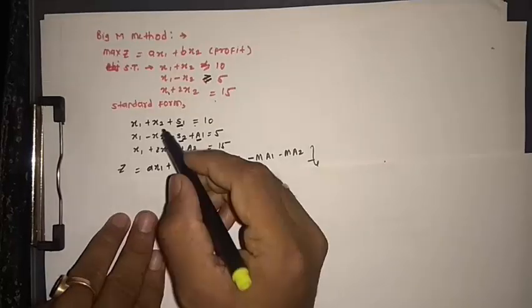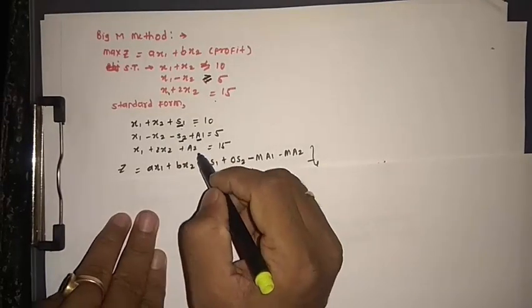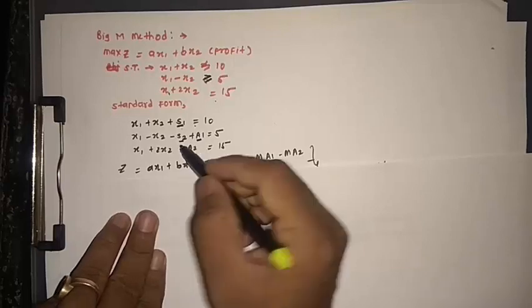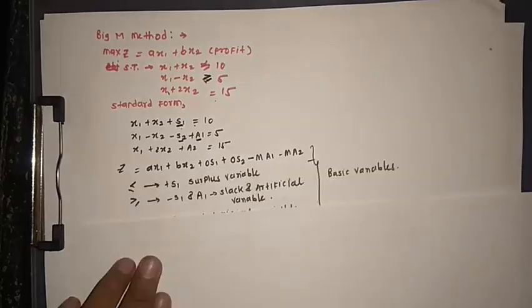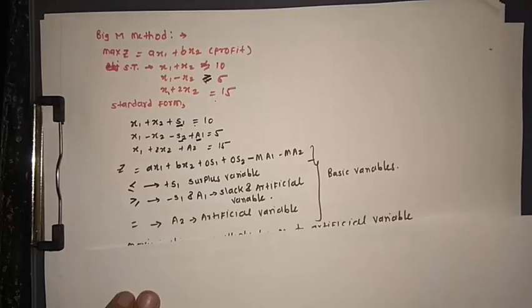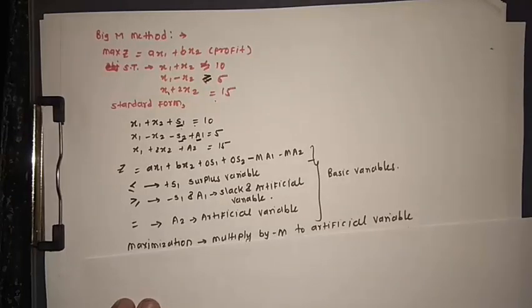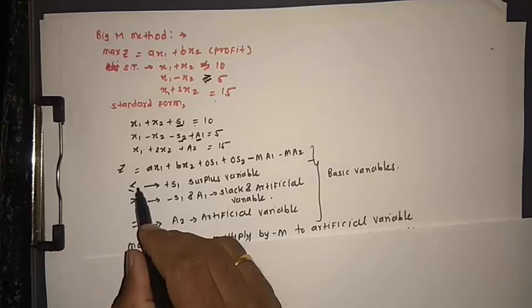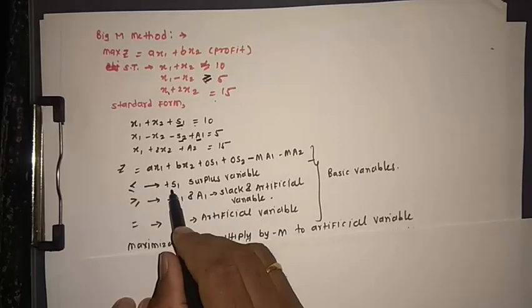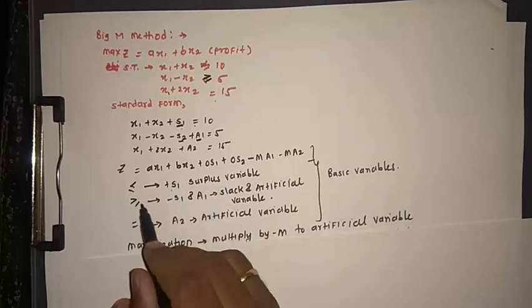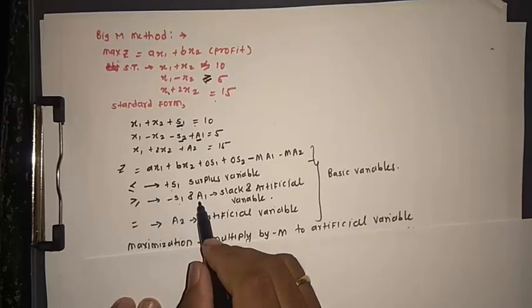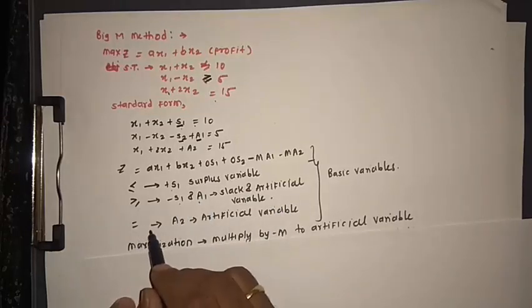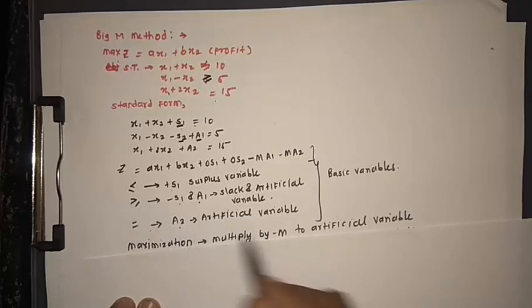Now let's see how the variables we added in the constraint equations are carried into the objective function. First, the summary till now: when we have a less than or equal to sign, we add plus s1, which is the slack variable. When we have a greater than or equal to sign, we subtract s2, the surplus variable, and add a1 as an artificial variable. And when we have an equal to sign, we add the artificial variable a2.